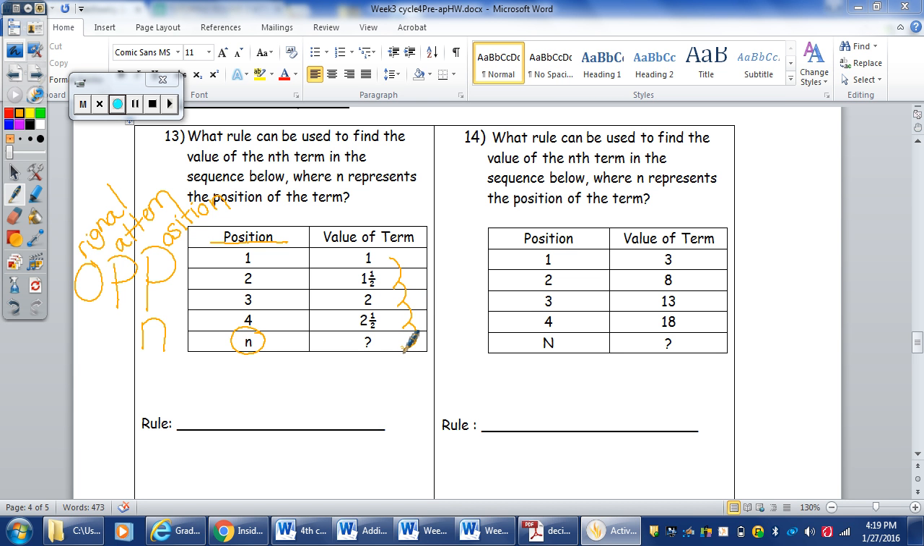So, to jump from 1 to 1.5, I know I'm adding a half. To jump from 1.5 to 2, I know I'm adding another half. 2 to 2.5, I know I'm adding another half. So underneath pattern, let's write 1/2.